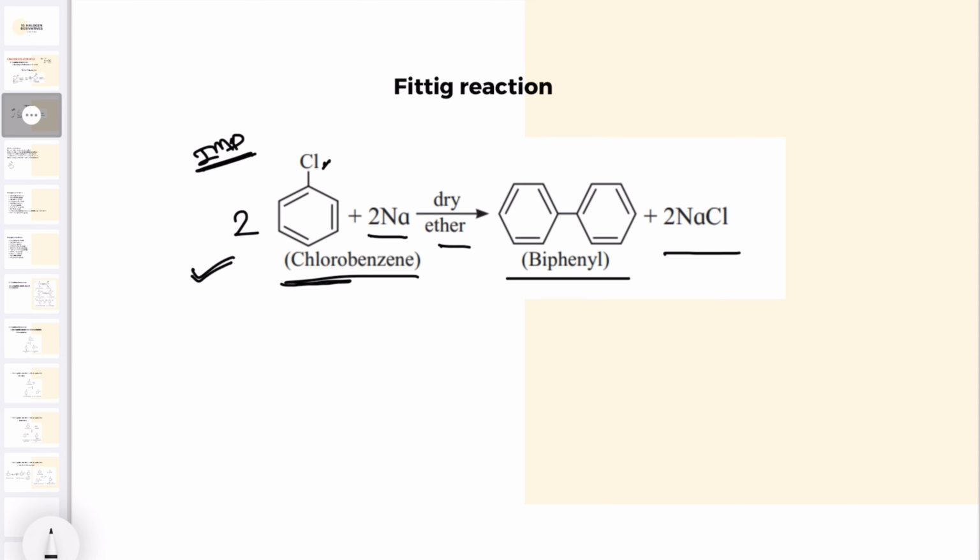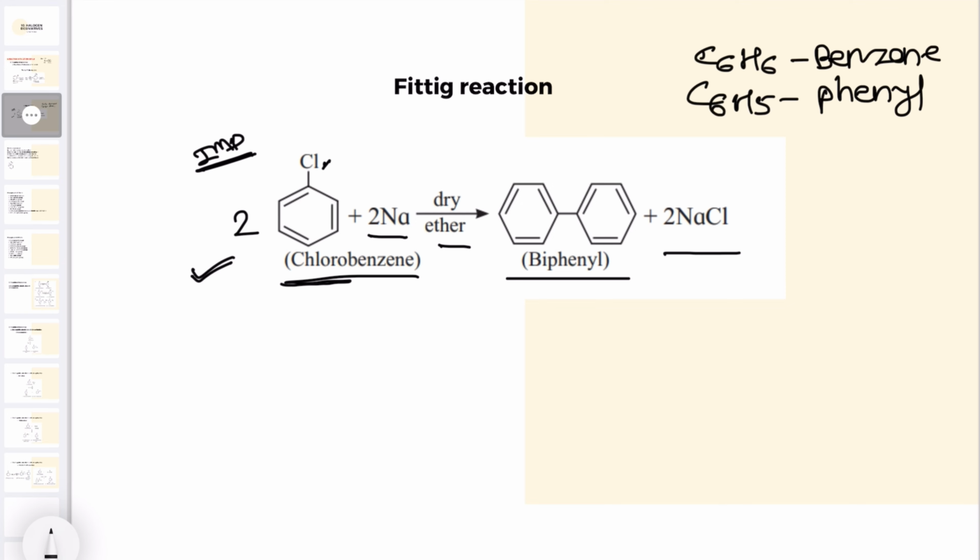For this reaction we first take 2 molecules of the aromatic halide compound, which is our chlorobenzene, react with the sodium in presence of dry ether, which gives rise to biphenyl. Phenyl means C6H5. We know that benzene means C6H6. It is our benzene. C6H5 is our phenyl and C7H7 is our benzyl.